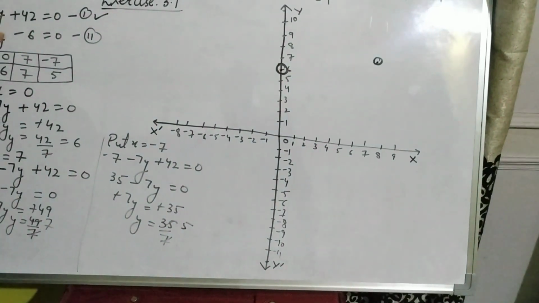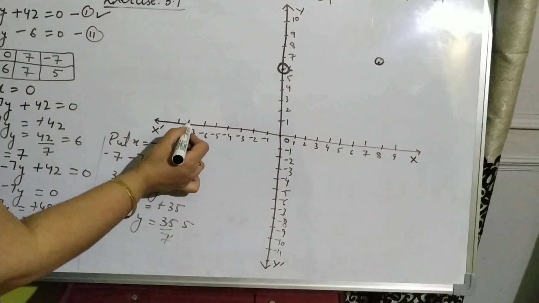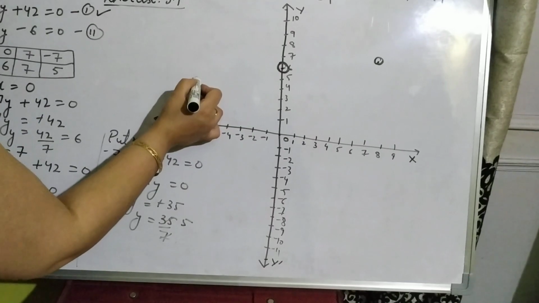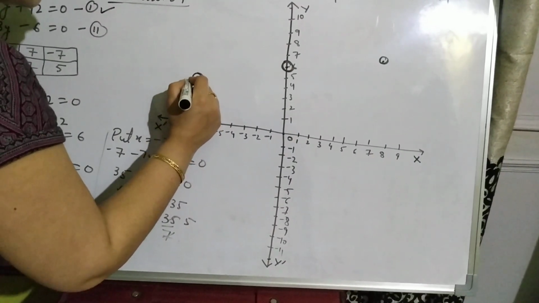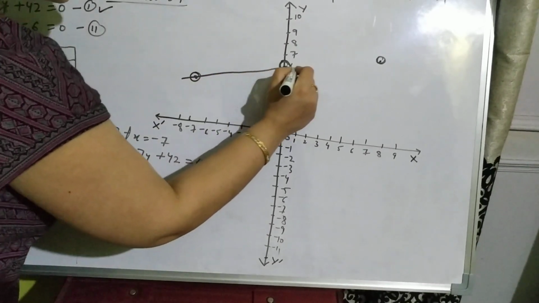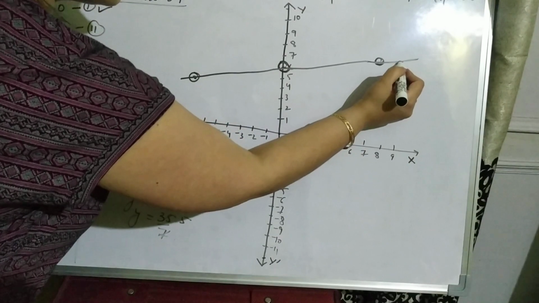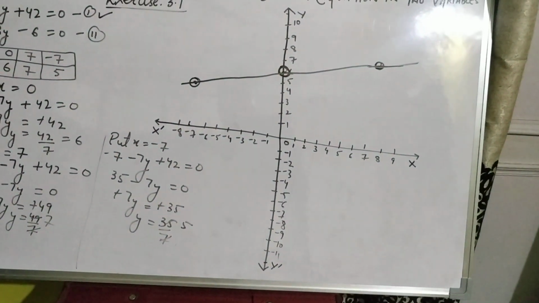Next is x is minus 7. x is minus 7 here, and y is equal to 5. y is equal to 5 here. So these are the 3 points. Now you have to join these 3 points. So this is the graph of the first linear equation in two variables.